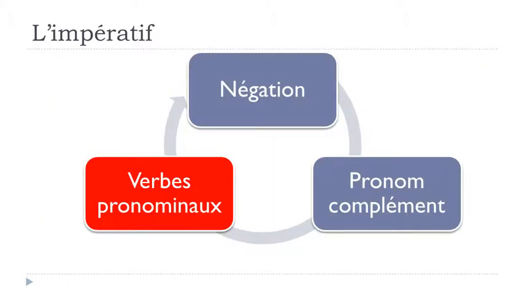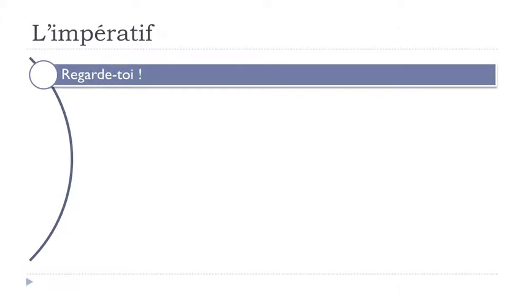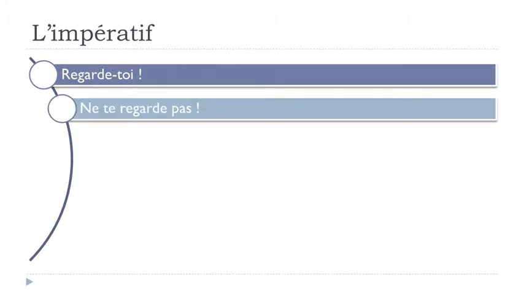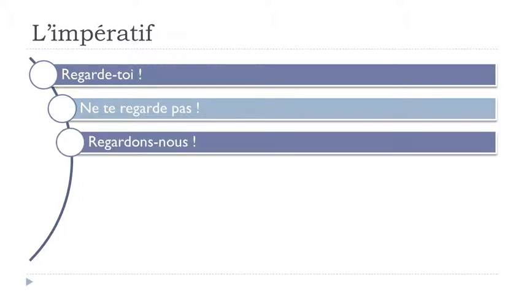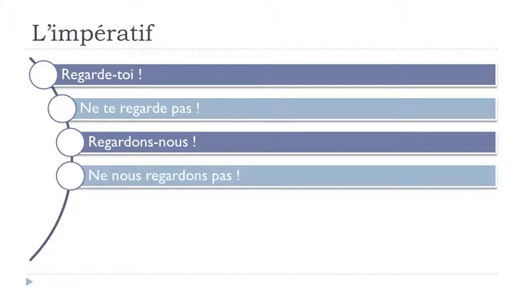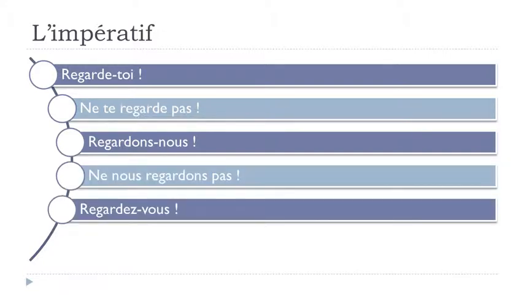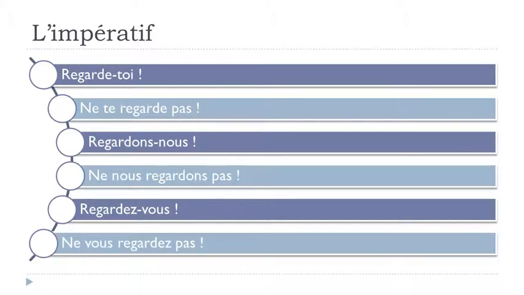So let's see now les verbes pronominaux, okay? And so I took this se regarder verb, okay? So regarde-toi. And then if you put the same structure, but at the negative form, so ne te regarde pas. Regardons-nous. Ne nous regardons pas. Regardez-vous. Ne vous regardez pas. Okay, so exactly the same thing as we saw previously. So toi, nous, and vous should come after the verb. Okay, but when you put this structure at the negative form, so te, nous, and vous should come before the verb. Okay, so that's the rule.